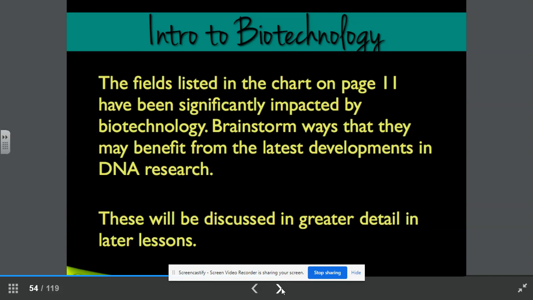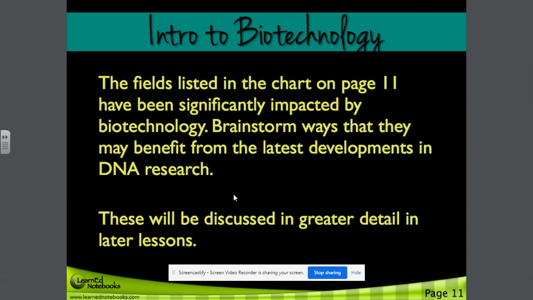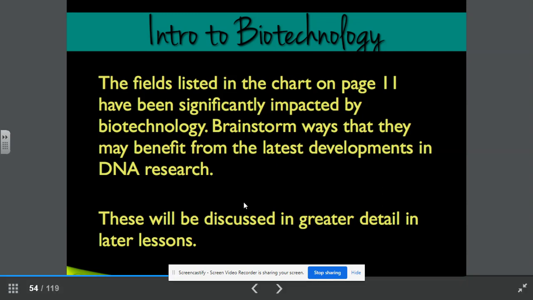The fields listed in the chart on page 11 have been significantly impacted by biotechnology. Brainstorm ways that they may benefit from the latest developments in DNA research. The 4 fields to keep in mind are healthcare, forensics, agriculture, and ecology. These are the 4 main fields impacted by biotechnology. Your teacher will go over what to place in the box at the bottom of page 11.